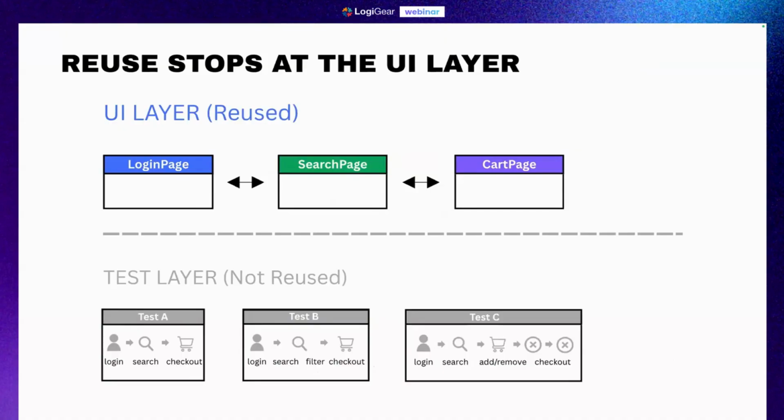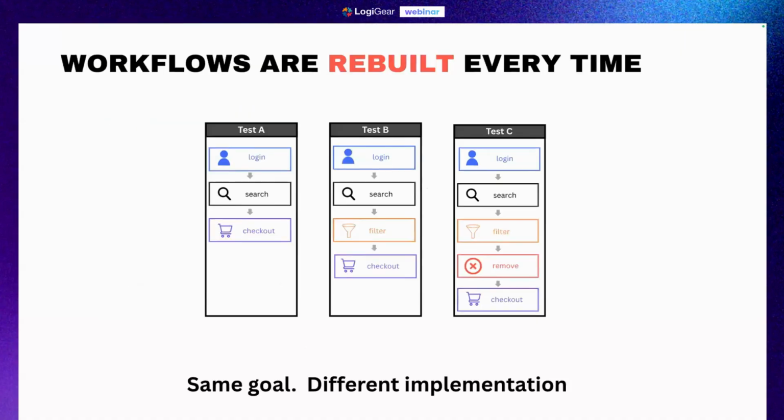But at the test layer, we're seeing business flows being rebuilt independently. So while UI interactions are being reused, actual business flows are being duplicated, and that becomes variation. So the question is, what is variation? Well, here you have three tests, and they're all accomplishing essentially the same thing, but each one implements the same workflow slightly differently. So how does that happen?